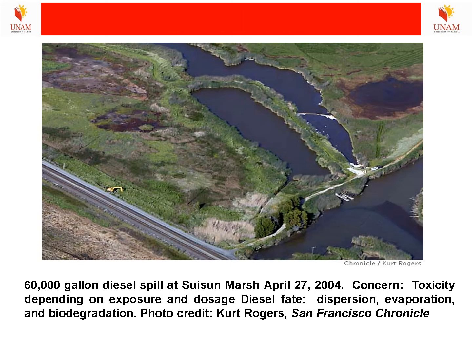Then the 60,000 gallon diesel spill at Suisun Marsh on April 27, 2004. That was a concern for toxicity depending on the exposure and the dosage of the diesel, dispersion, evaporation, and biodegradation. The photo credit is Kurt Rogers, San Francisco Chronicle.